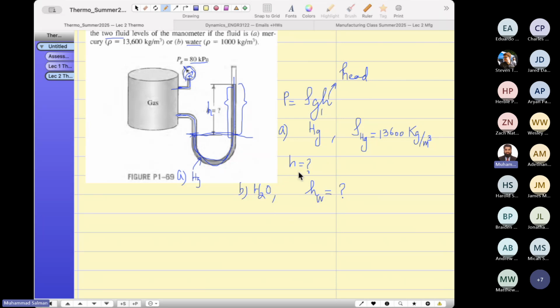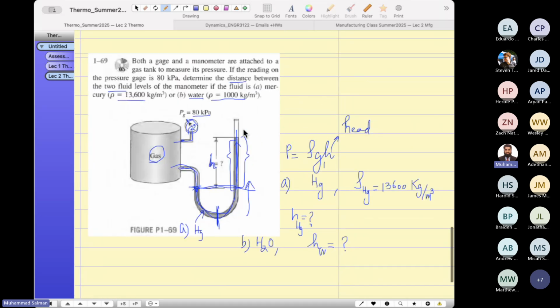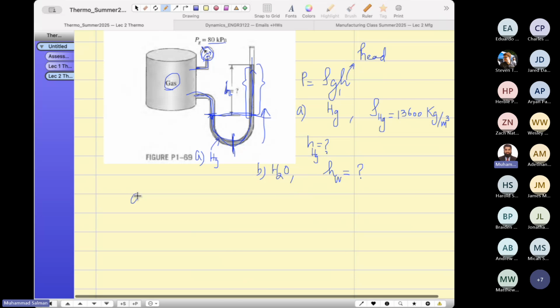You will see that because mercury is very heavy, it is very difficult to lift the mercury up in the tube. But if you replace mercury by water, it will go very high, and it is very easy for this gas to put pressure inside this end of the tube. You see my point? So let's compare: the density of mercury is given, the density of water is also given. So let's focus on the first part.